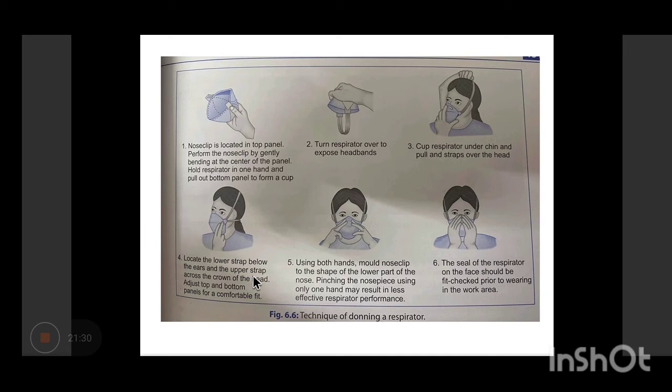So always pinch the nose piece with both hands, and the seal of the respirator on the face should be checked prior to wearing it at work. Then there is the sequence of donning and doffing. What is donning?